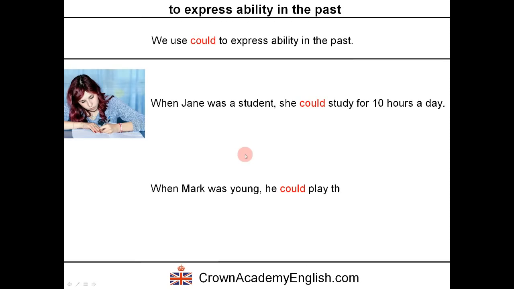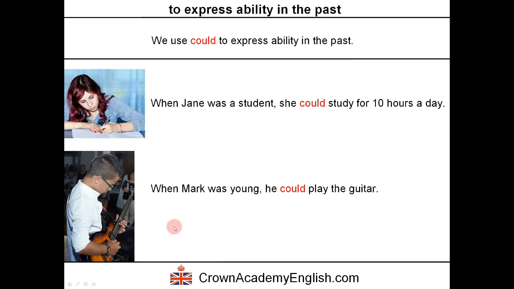When Mark was young, he could play the guitar. He could play the guitar. So again, here, could is simply the past form of can. Okay, so we're describing ability in the past. When Mark was young. It's the past.